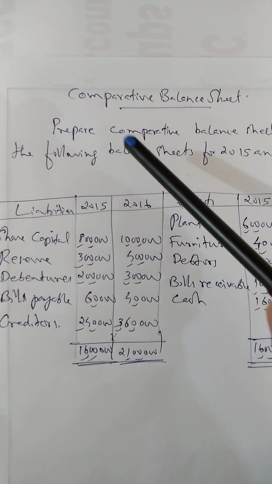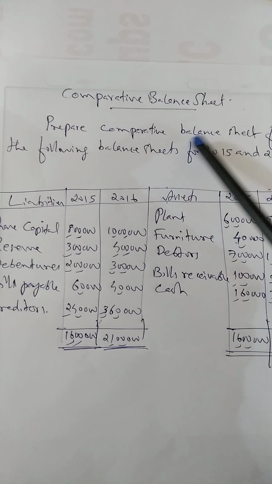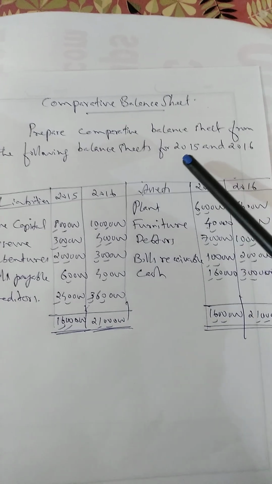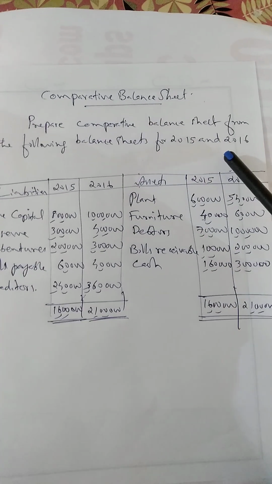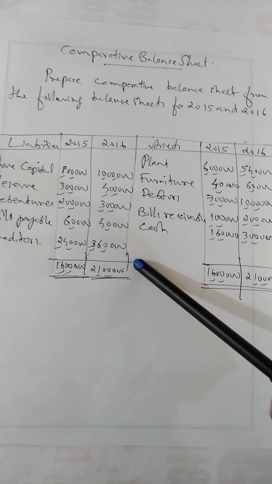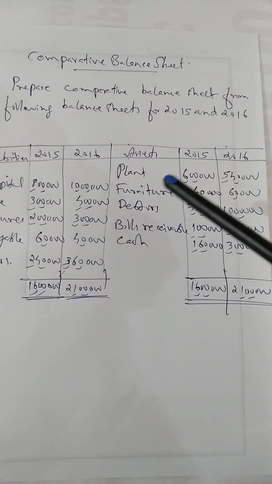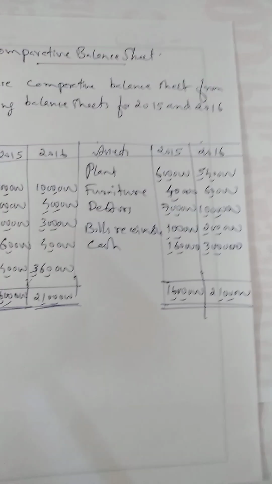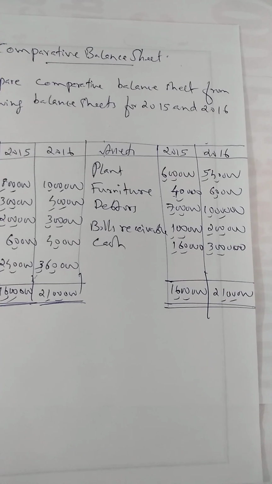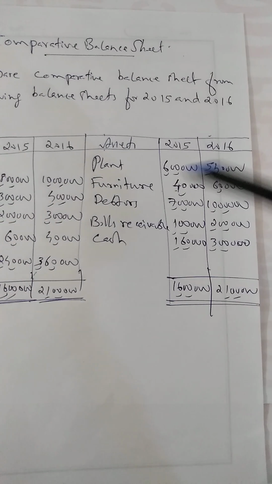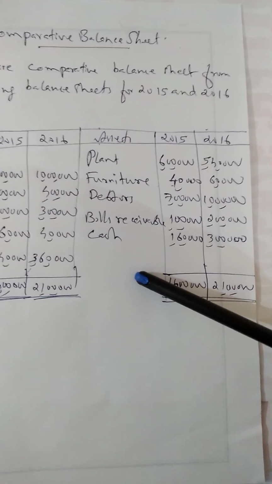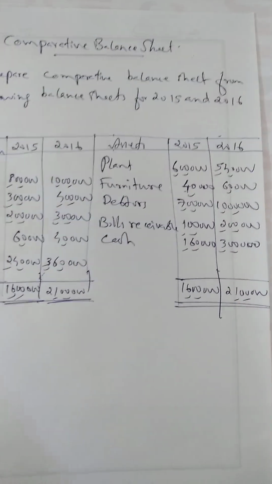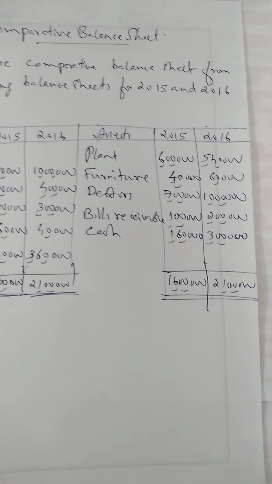So, you are asked to compare the balance sheets of these 2 years. Prepare comparative balance sheet from the following balance sheets for 2 years, that is 15 and 16. Okay, and before that, from the assets, we have to find the current assets and fixed assets. If you check the asset side of the balance sheet, it consists of several items and we have to identify what are the current assets and fixed assets.